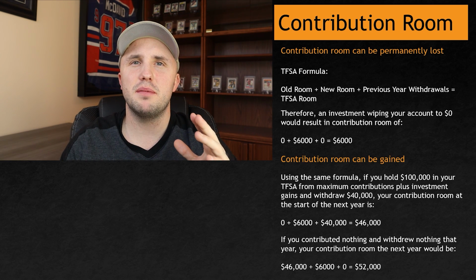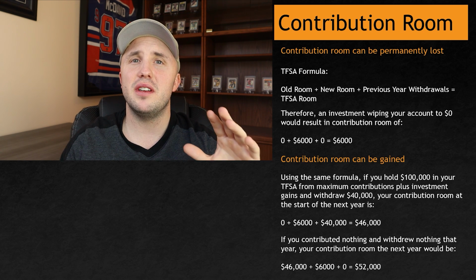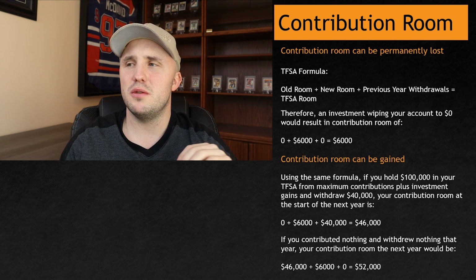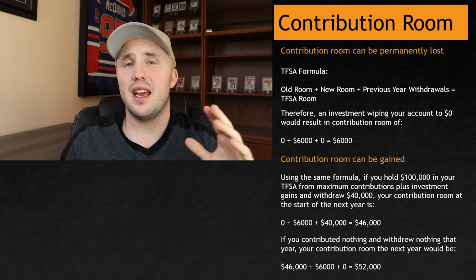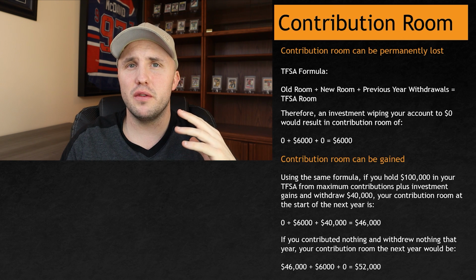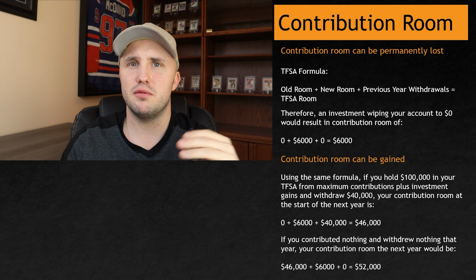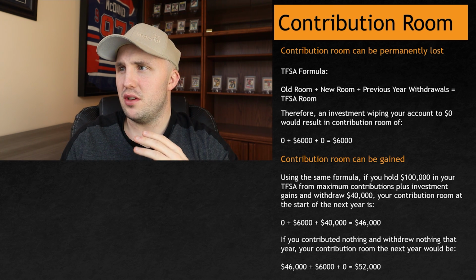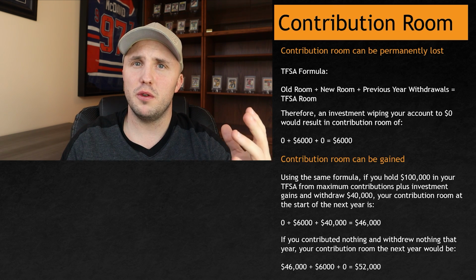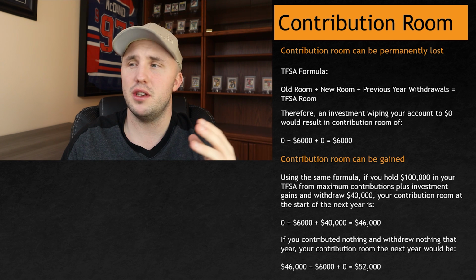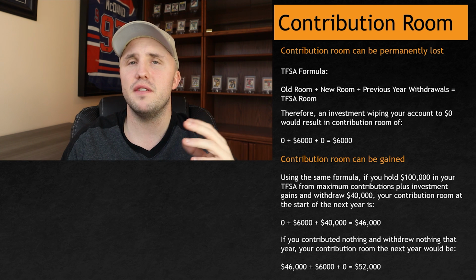Another very common misconception people have about this rule is that once you pull that money out, you need to contribute it the very next year or else it goes away, and this just isn't true. If you had contributed nothing and withdrew nothing that year, your contribution room the next year would be the following. As we've looked over before, your contribution room is your old room plus your new room plus the amount you withdrew. So that $46,000 contribution room you had the year before would transfer over to your old room. Your new room would be the contribution limit for that year, which in this case is $6,000, and your total contribution limit moving forward would be $52,000.